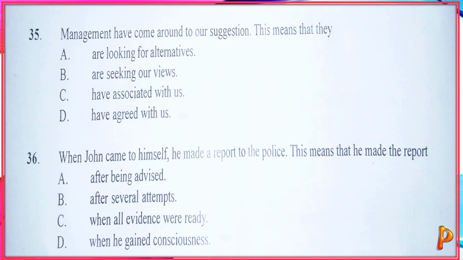Question 36. When John came to himself, he made a report to the police. This means that he made the report A. after being advised, B. after several attempts, C. when all evidence were ready, D. when he gained consciousness. The correct answer to this question is answer space D. When John came to himself, he made a report to the police. This means that he made the report when he gained consciousness.